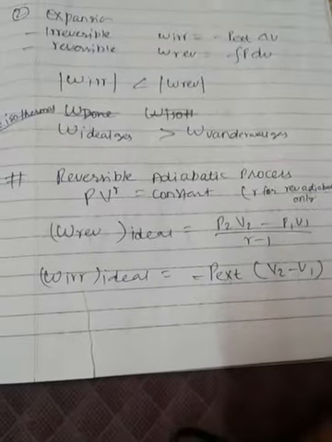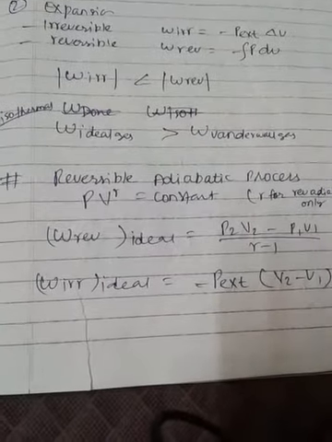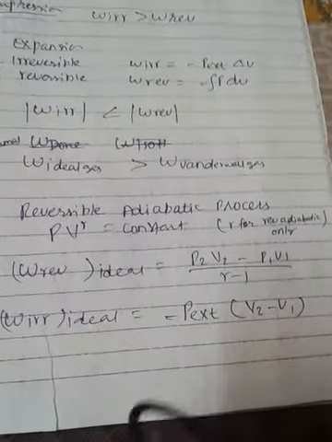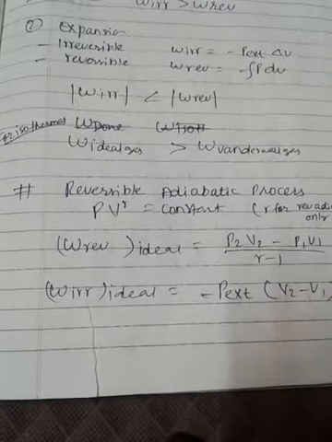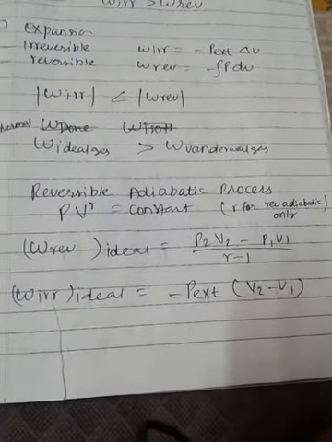For a reversible adiabatic process, PV^gamma is equal to constant. Now W reversible for an ideal gas is equal to P2 V2 minus P1 V1 divided by gamma minus 1. W irreversible for an ideal gas is equal to minus P exterior times V2 minus V1.